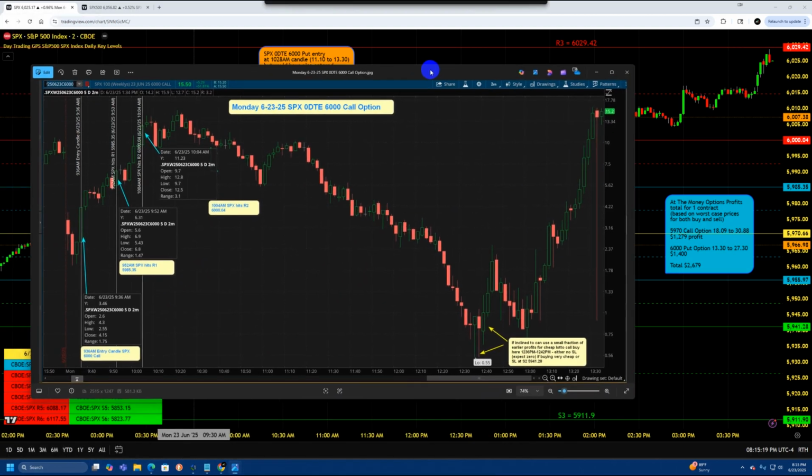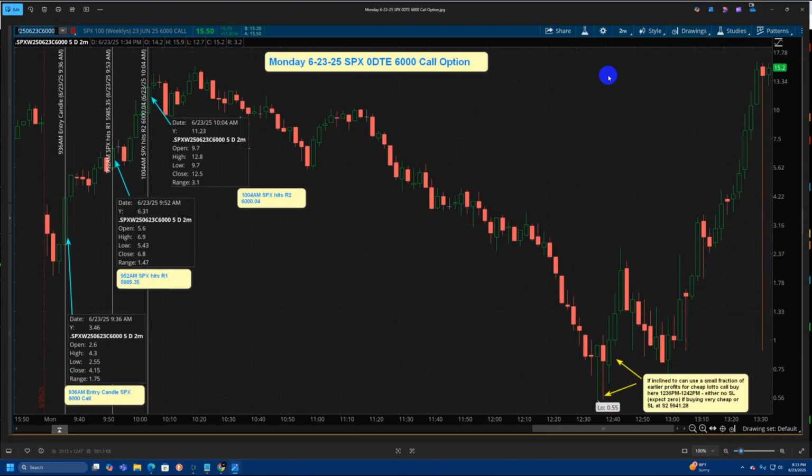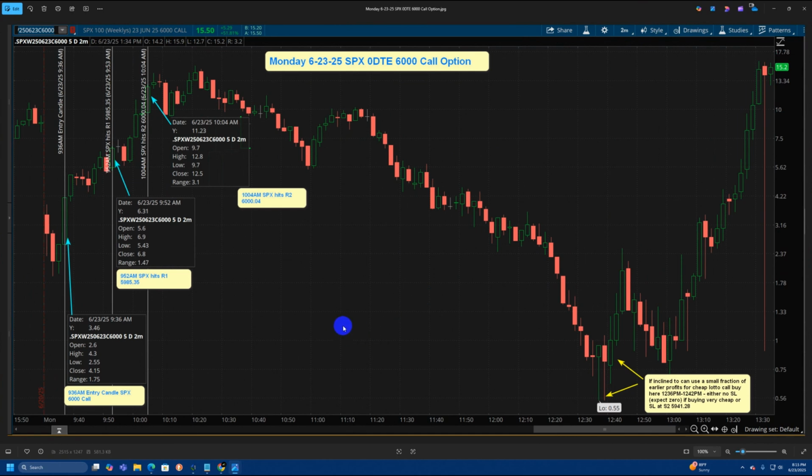Next, we'll look at the 6,000 call option. So this was the cheapest of the call options. Here we have the entry candle at 9:36. As you can see here, we have a range from 255 to 430. Here's where at 9:52 it hits R1. Here at 10:04, this is where it hits the R2 level of 6,000. As you can see, we have a range here from 970 to a high of 1280.